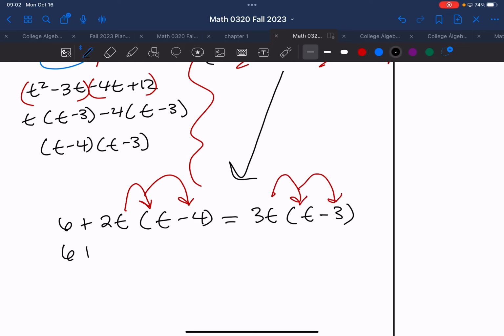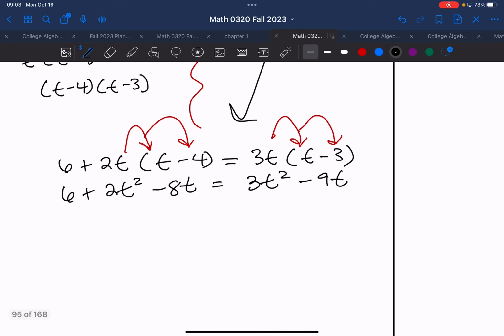So I have 6 plus 2t squared, because 2t times t is 2t squared, minus 8t is equal to 3t squared minus 9t. Having the t squareds in there tell us what? What type of equation is this going to end up being? Quadratic. So that means once we simplify this and get everything equal to 0, we're going to have to factor again.